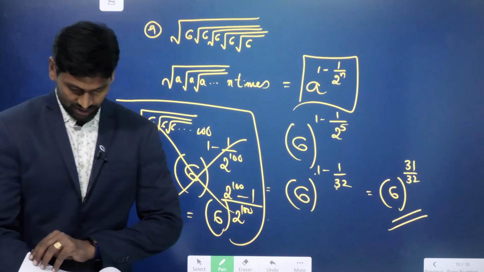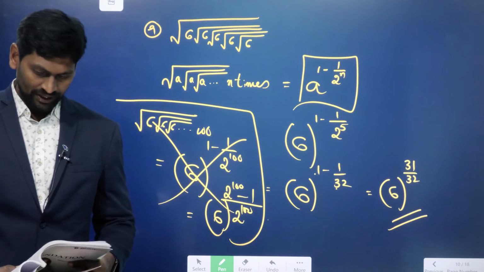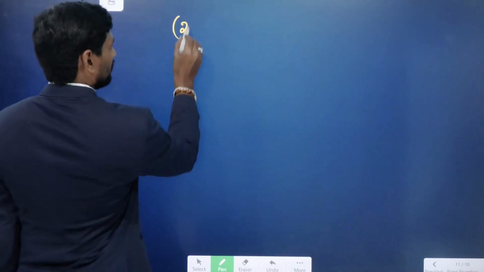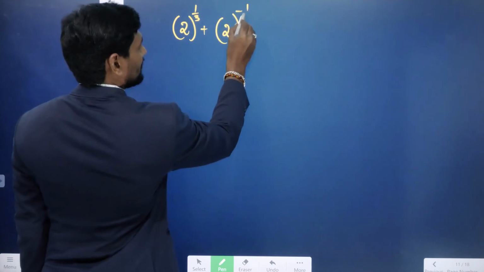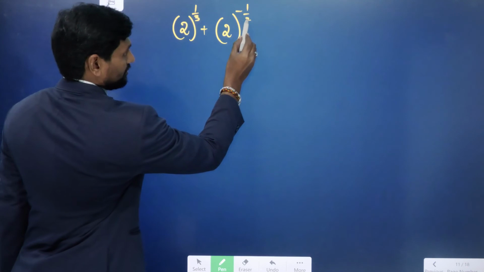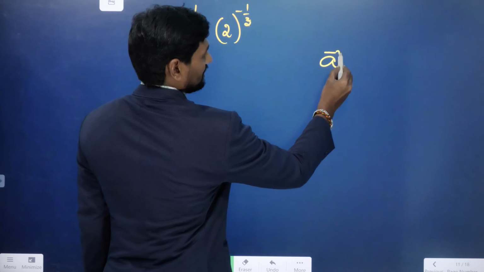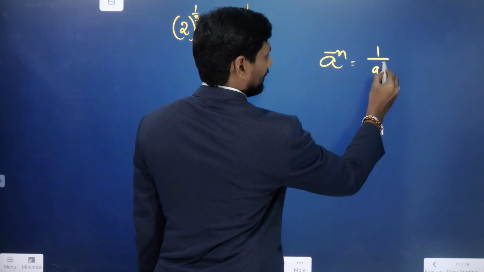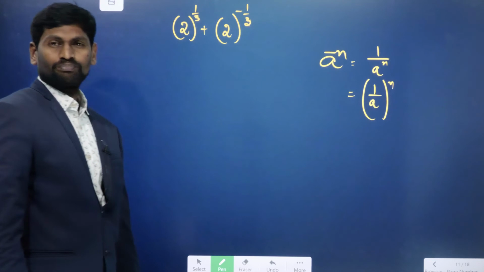Okay, let us go to question number 10. The rationalizing factor of 2 power 1 by 3 plus 2 power minus 1 by 3. While observing the second term, the exponent is negative, so you know from the laws of exponents that a power minus n we can express as 1 by a power n, or 1 by a whole power n.